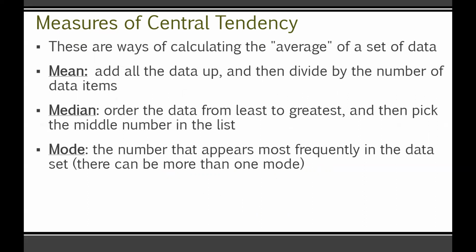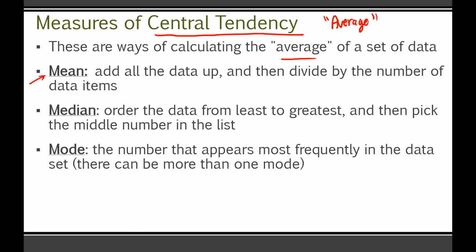Next up, it's going to seem like a bit of a different focus in this next part. This is measures of central tendency. That's a very fancy way of saying average. So like it says, these are ways of calculating the average of a set of data. Now, average usually means something called the mean, right? The mean is where you add up all the data and then divide by the number of data items. This gives you the mean average.